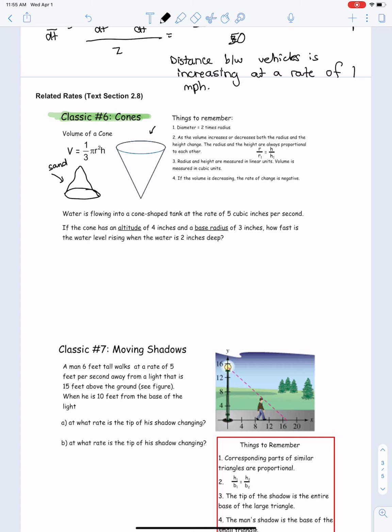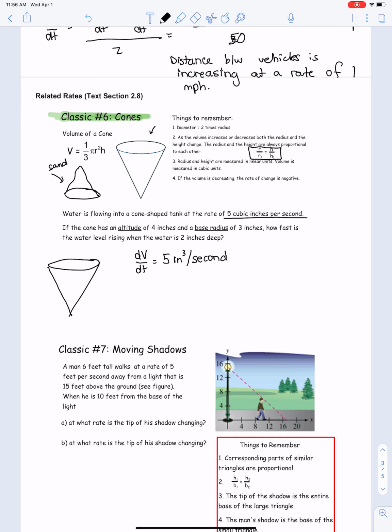So with the cones, it's important to set up similar triangles because the radius and height are always in proportion to one another. So let's go through this example. Water is flowing into a conical shaped tank, and they say 5 cubic inches per second. So we're talking about the rate of change in the volume is 5 cubic inches per second.